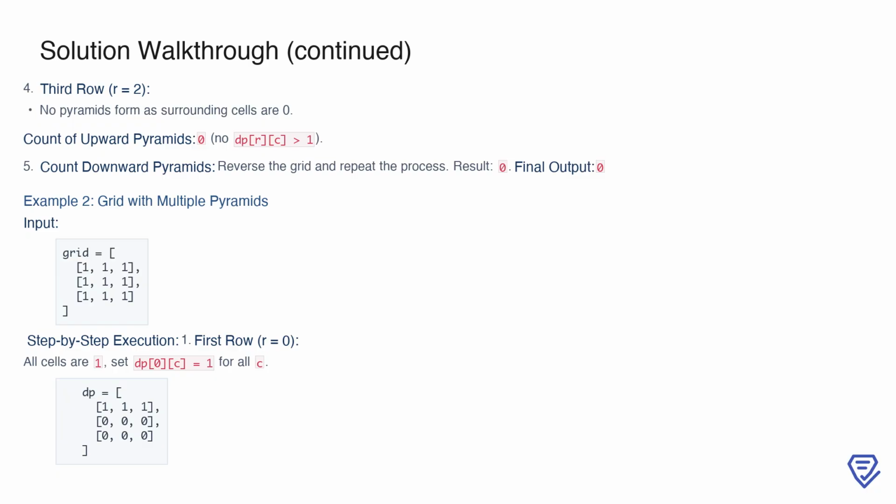Next, we reverse the grid and repeat the same process to count downward pyramids. After evaluating the reversed grid, we find that no downward pyramids can form either. Therefore, the final output for this example is 0, as no pyramids of any type exist in the grid.